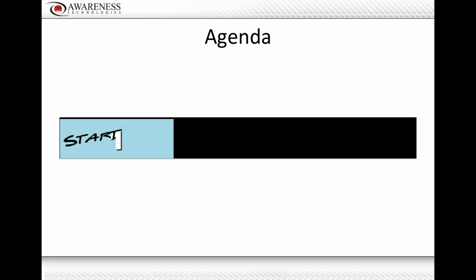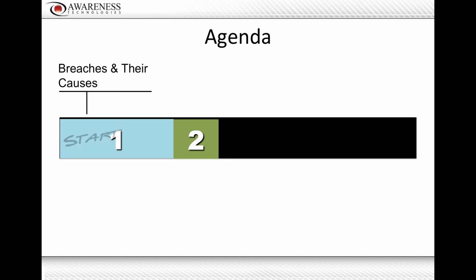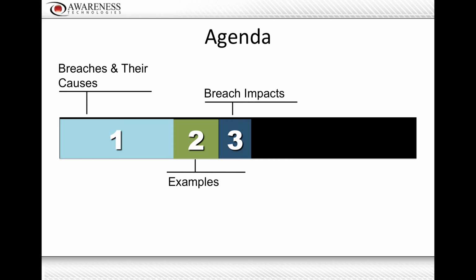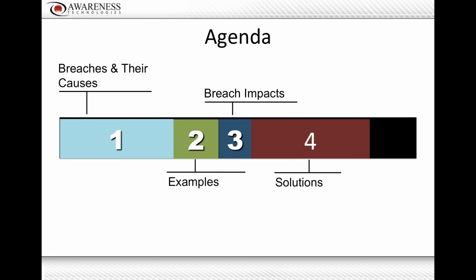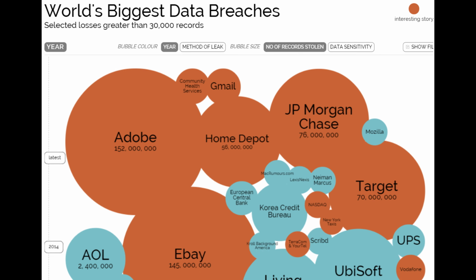So what are we going to be talking about today? First, we're going to talk a little bit about some breaches and what the causes of those breaches are. We're going to give you some real-world examples of what they were. We'll be talking about the impacts that those breaches have. We're going to talk about some of the solutions that we can do to prevent those issues going forward. And then we'll have a Q&A section at the very end to be able to address any questions for you. So let's go ahead and get started and talk a little bit about breaches.